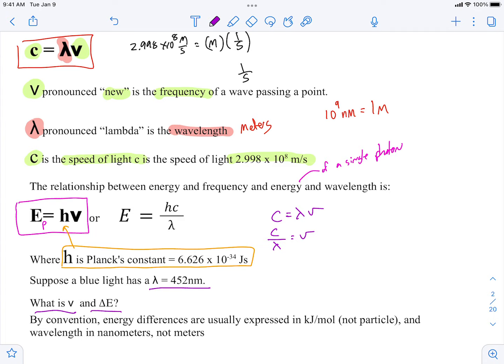But your units have to cancel. Because the speed of light is 2.998 times 10 to the 8th meters per second, you've got to convert your wavelength into meters. So 452 nanometers, and there are 10 to the ninth nanometers per meter, which means 4.52 times 10 to the negative seventh meters. Okay, that is our wavelength.